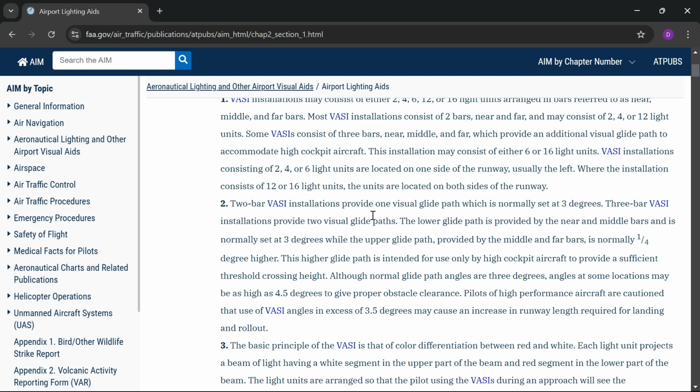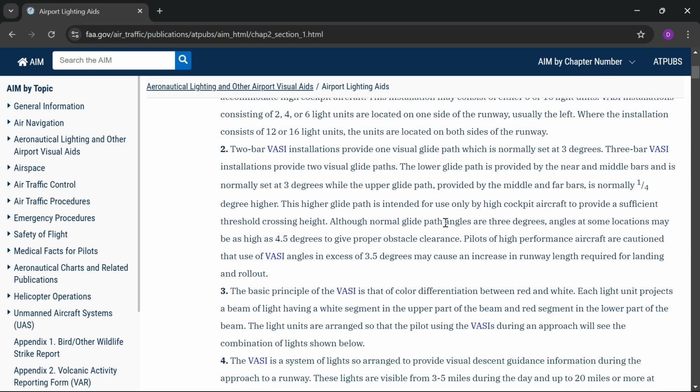2-bar VASI installations provide one visual glide path, which is normally set at 3 degrees. 3-bar VASI installations provide 2 visual glide paths. The lower glide path is provided by the near and middle bars and is normally set at 3 degrees, while the upper glide path, provided by the middle and far bars, is normally 1/4 degree higher. This higher glide path is intended for use only by high cockpit aircraft to provide a sufficient threshold crossing height.